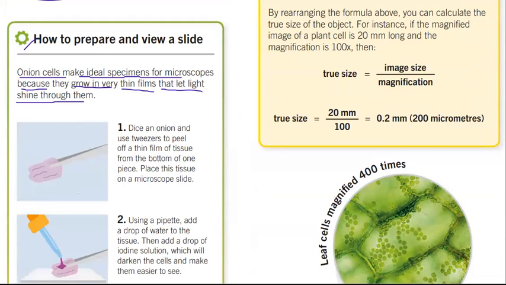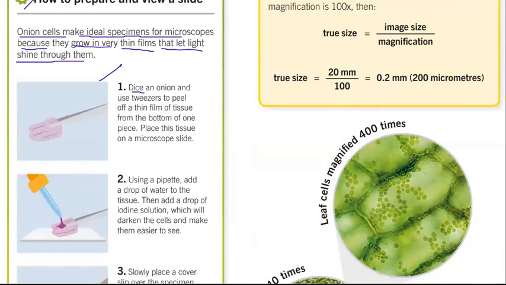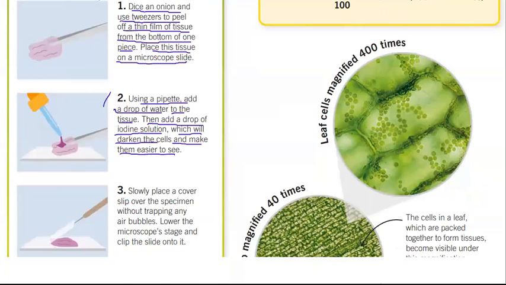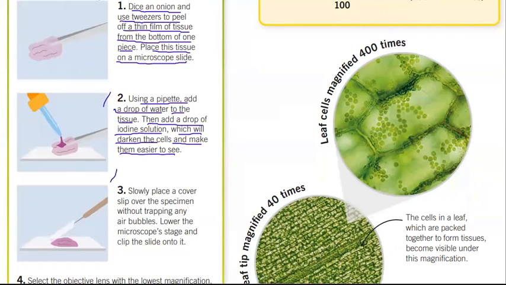In the first picture, dice an onion. Use tweezers to peel off a thin film of tissue from the bottom of one piece. Place this tissue on a microscope slide. In the second step, using a pipette, add a drop of water to the tissue, then add a drop of iodine solution, which will darken the cells and make them easier to see. The next picture shows slowly placing a cover slip over the specimen without trapping any air bubbles, then lowering the microscope's stage and clipping the slide onto it.